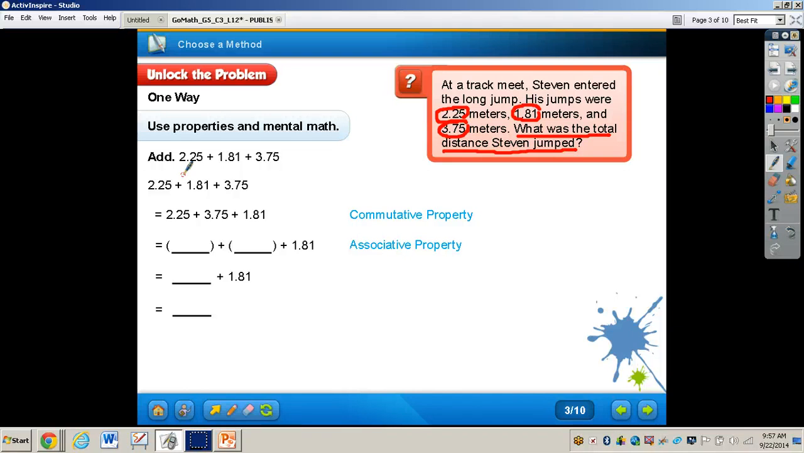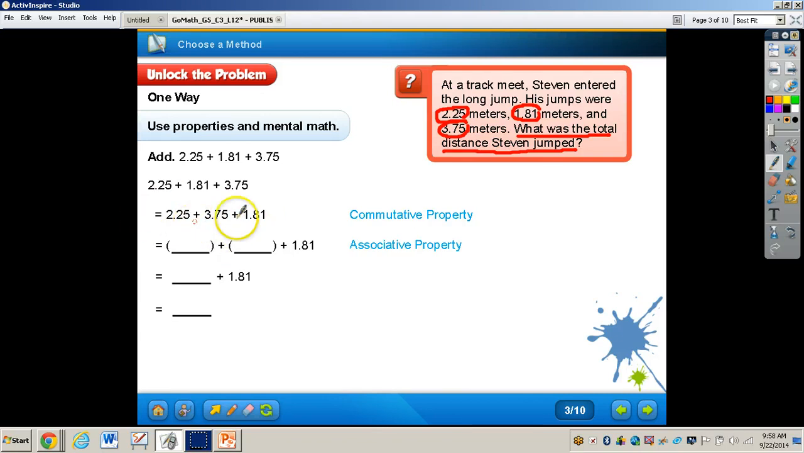Okay, so you can see, for example, if we want to use the commutative property, and remember what the commutative property is, it does not matter which order you add your addends, the sum will be the same. Or you can do the associative property, and the associative property, if the grouping of addends changes, the sums will stay the same. So we can do either of these here.